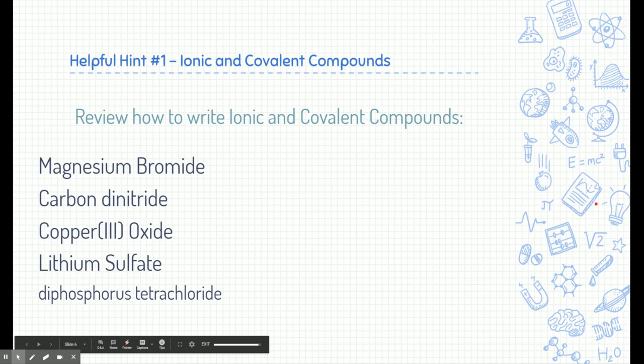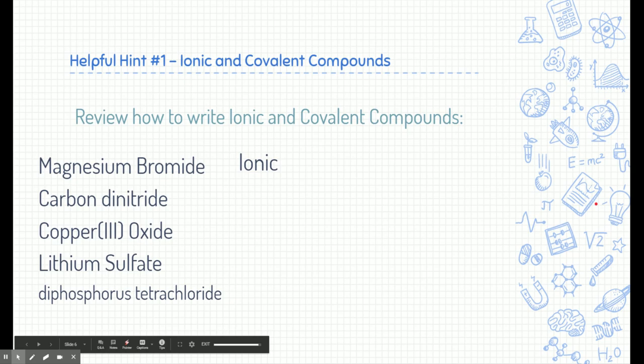The first hint deals with ionic and covalent compounds. Be sure you review how to write ionic and covalent compounds, because knowing how to write them correctly is essential. Let's take a few practice chances right now. Here's magnesium bromide. Magnesium bromide is an ionic compound. We know it's an ionic compound because it's made of a metal and a nonmetal.